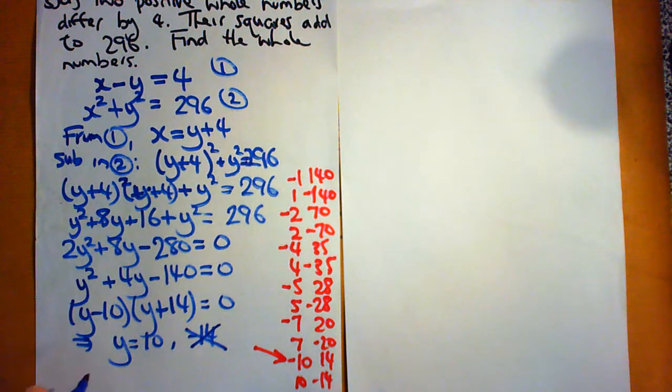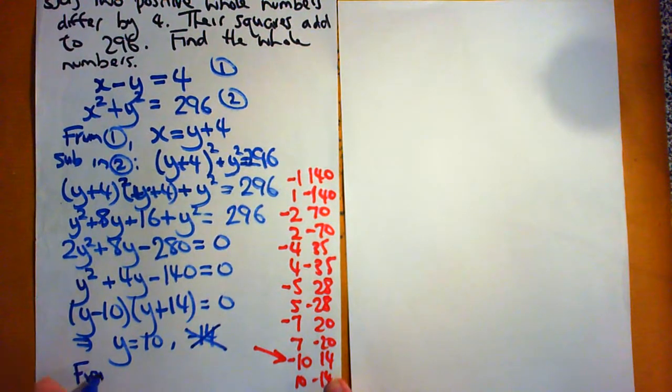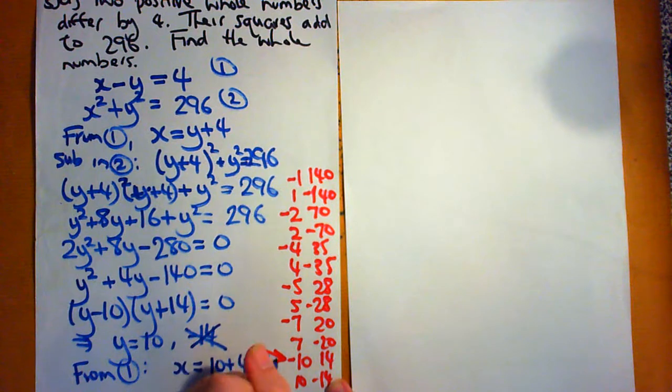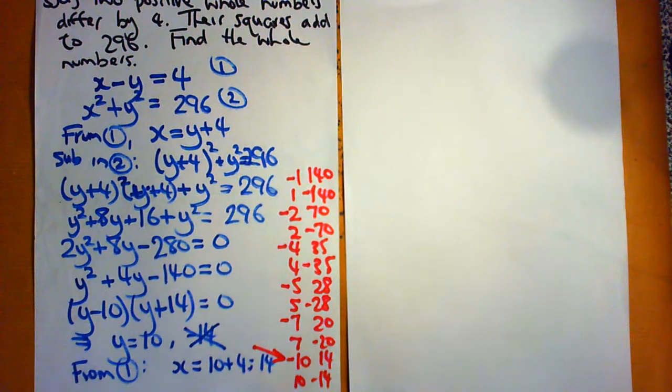Now from equation 1, we can substitute that into y plus 4 to get x equals 10 plus 4 is 14. So x equals 10 plus 4 equals 14. So we have our two numbers, we have x and we have y. So from a word problem, we should write out our solution in a way that translates it back into the context of the original problem. So the original numbers were 10 and 14.